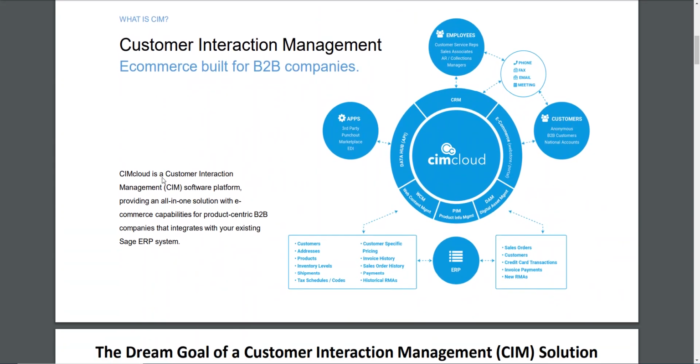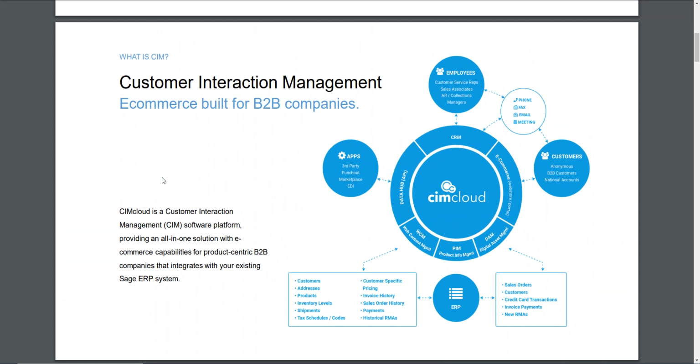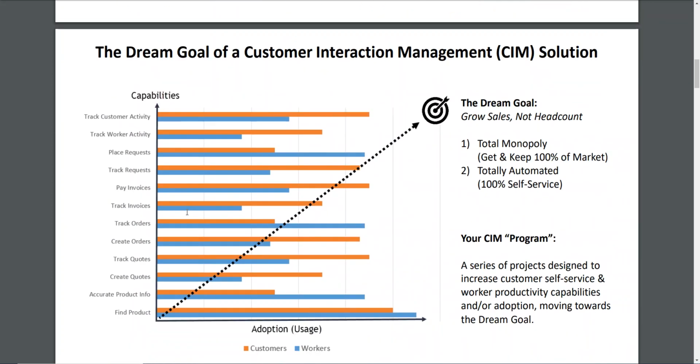So basically, SimCloud, Sim, is customer interaction management software. We invented that software category, and really, when you boil it down, it's e-commerce that's built for B2B companies. And there are components in there that are e-commerce, public web store, and portals. There are CRM style or worker productivity components, and there's a full integration with back-end ERP systems, which is part of what makes Sim work.